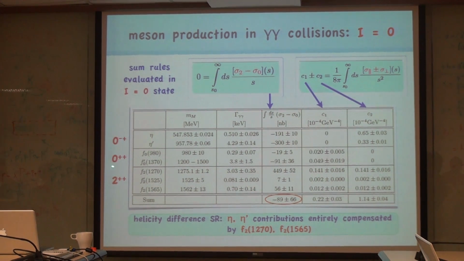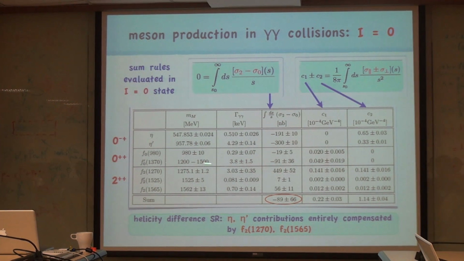Now if you do the scalar mesons, they're not so well known. There are scalar mesons at 980 and then at 1370. Also here, scalar mesons only contribute to the second term, so it will also be negative. They're typically a factor 10 smaller here.